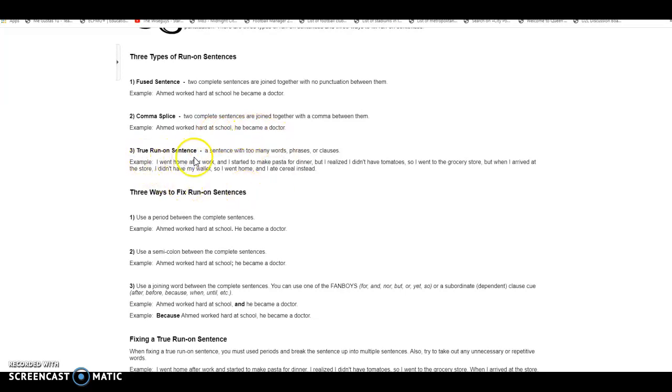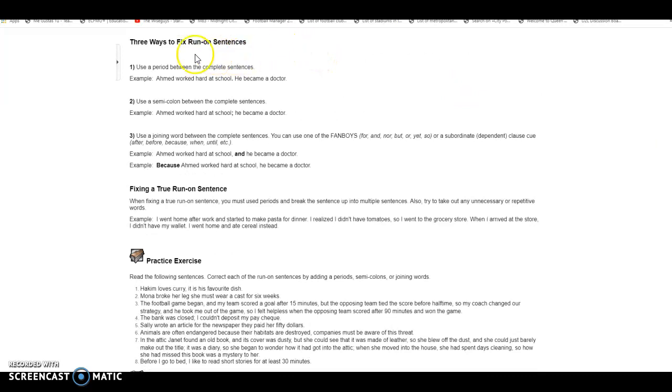And then a true run-on sentence is a sentence that just goes on and on and on. So if you were to read this sentence here, you're probably going to be out of breath by the time you get to the end of it. And if you put that into your paragraph and a reader is reading it, they're probably going to lose track of what you said because there's no spot for them to pause and think about what you just said. So in this case, we're going to have to break this up into multiple sentences.